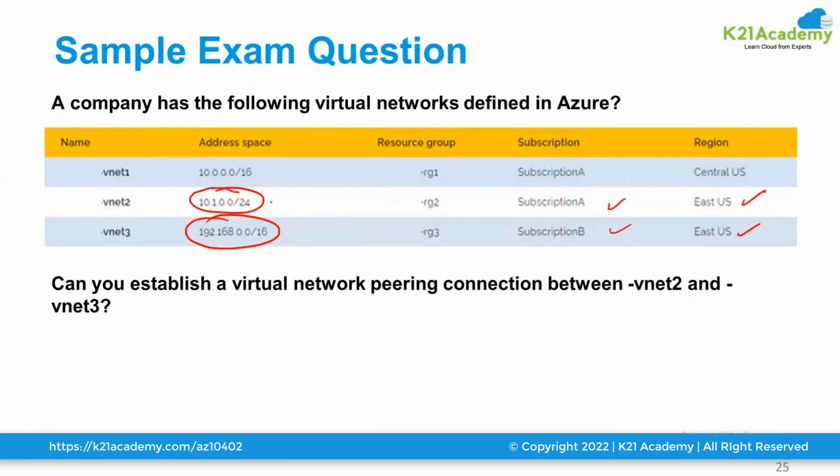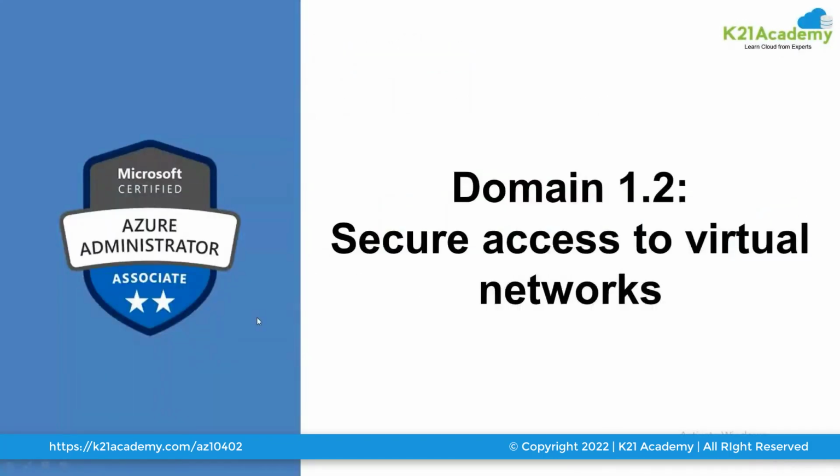So if someone will ask the same question, will connectivity from VNet 1 and VNet 2 happen? What will be your answer, guys? CIDR ranges are overlapping. So this is the bigger CIDR range and this is just a smaller subdivision of same CIDR range. It will not happen, right? So now we will see secure access to virtual networks.